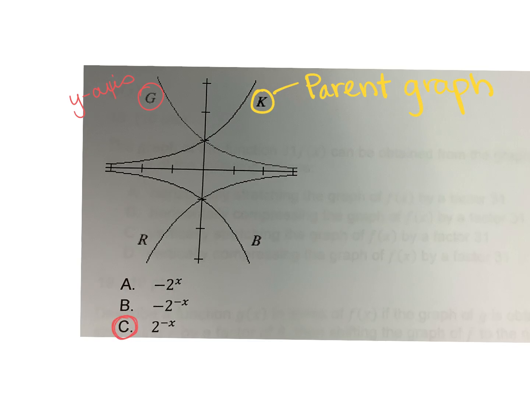Okay. All right, so then b would be a reflection both across the x and the y, so that would be this one. And then when I look at a, that has to be r. So if I'm looking at the original parent graph k, and I reflect that over the x-axis, that will be this one.